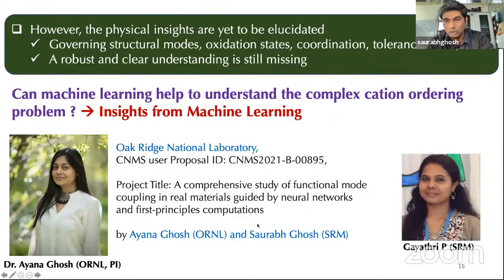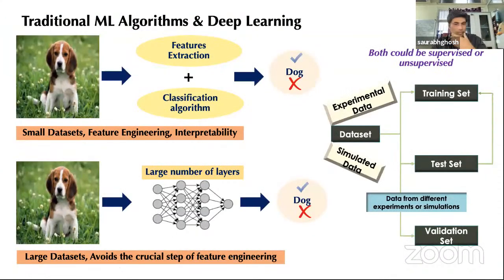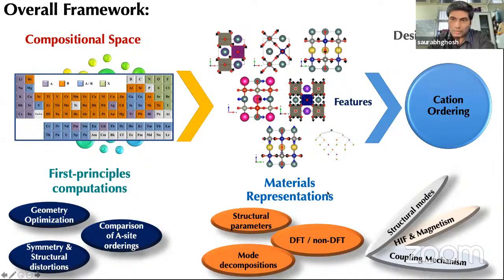We collaborated with Dr. Anna Ghosh, and we tried to understand exactly the mechanism which is responsible for the cation ordering. So we studied this using machine learning techniques, and I am going to skip the machine learning introduction. This is my overall framework of the machine learning part. We build a large compositional space, and then we took different features like structural distortions and other geometry-driven features, and with machine learning we built a model.